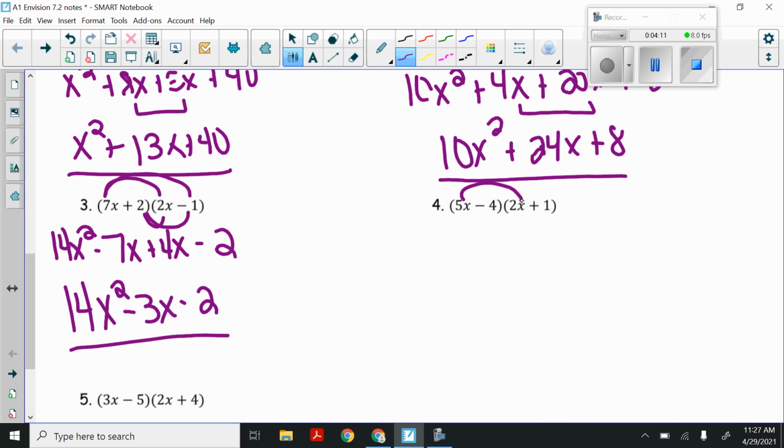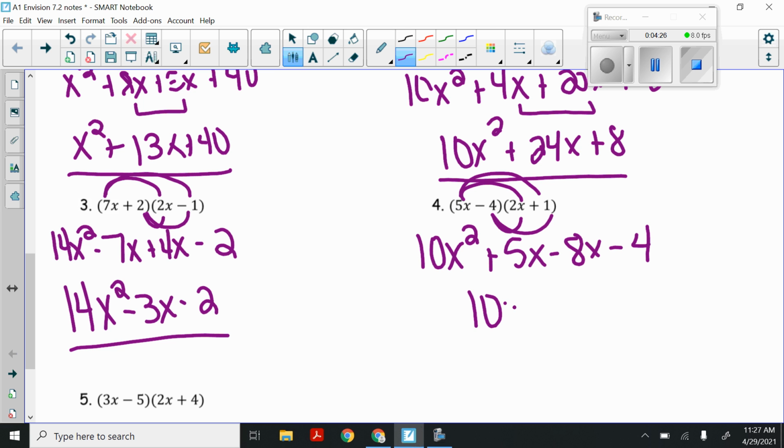Number 4, 5x minus 4 times 2x plus 1. So first, 5x times 2x, 10x squared. Outer, 5x times 1, plus 5x. Inner, negative 4 times 2x, negative 8x. And last, negative 4 times 1, minus 4. Combine like terms and we get 10x squared minus 3x minus 4. That is in standard form. There's our answer.